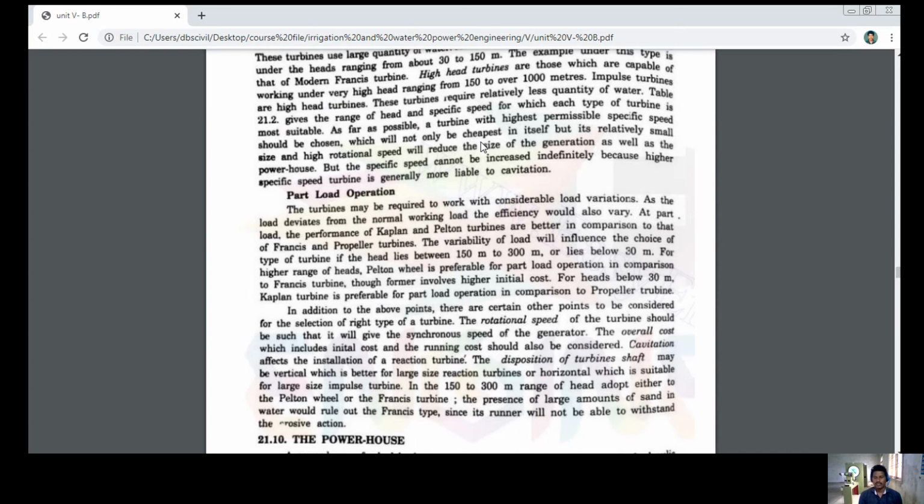The presence of large amounts of sand in water would rule out the Francis type, since its runner will not be able to withstand the corrosive action.